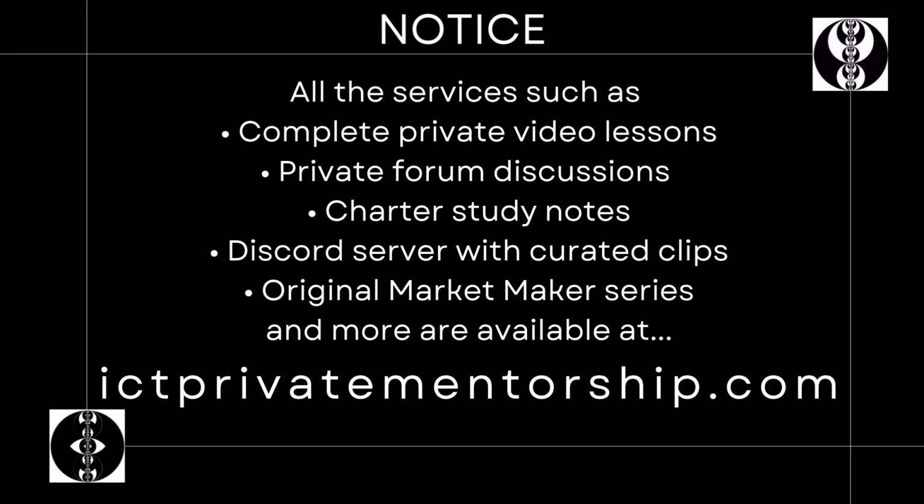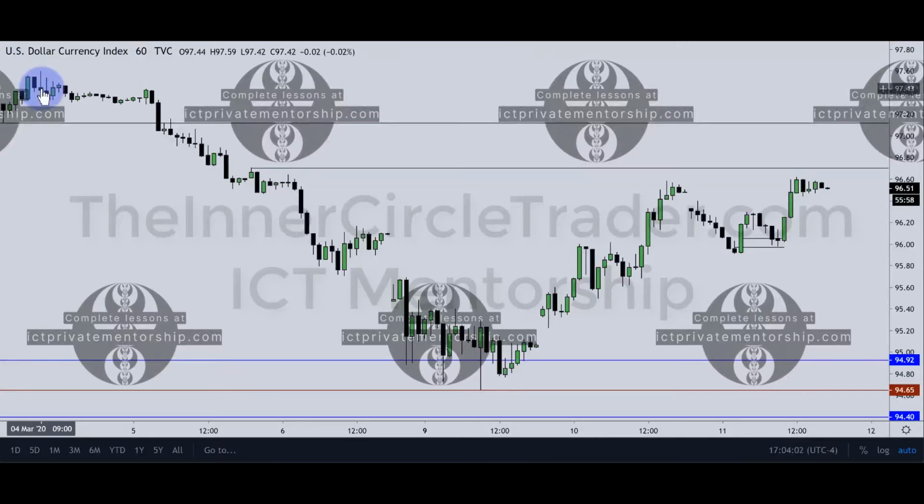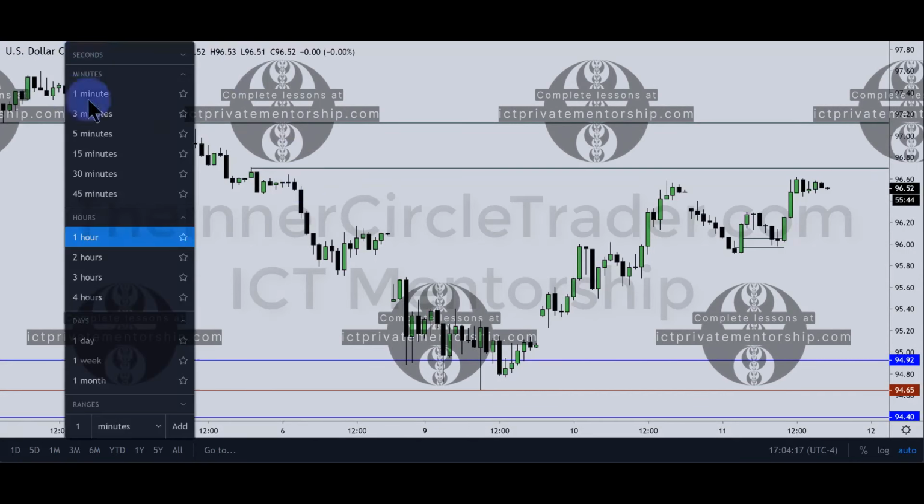97.50, 97.60. Let's see what that high is here. Yeah, 97.59, so we'll call it 97.60 as a potential upside. So about 100 points more of upside potential for the dollar if we get above the fair value gap on the daily chart. 15-minute time frame.